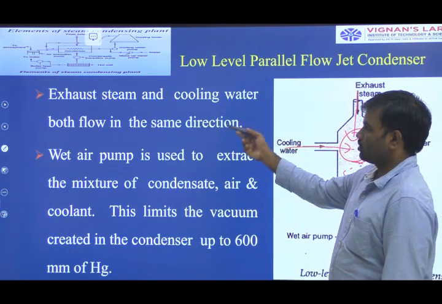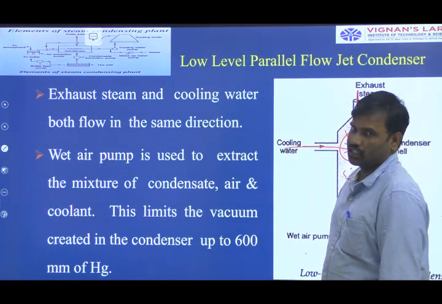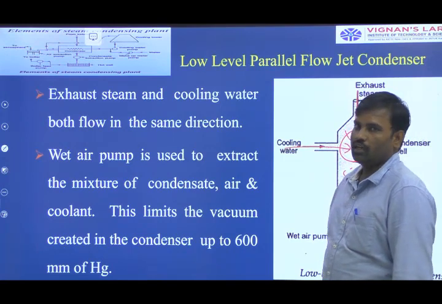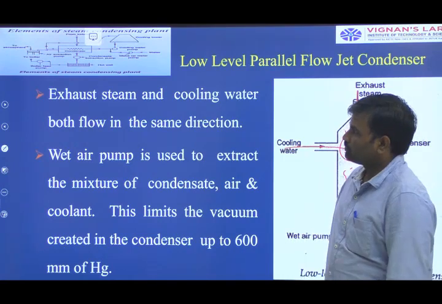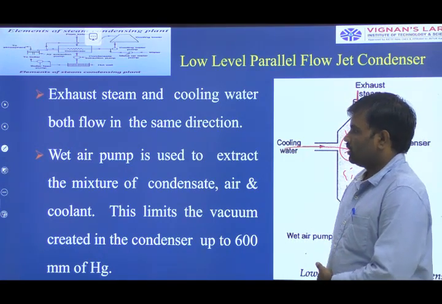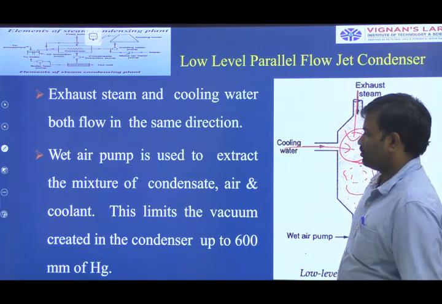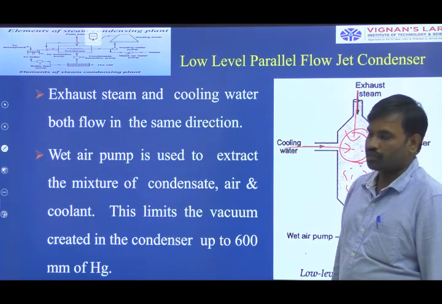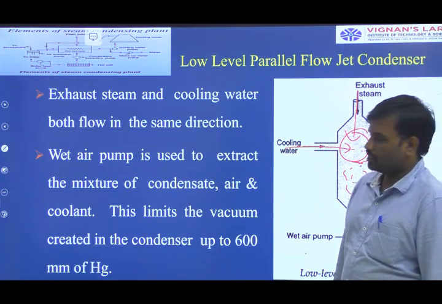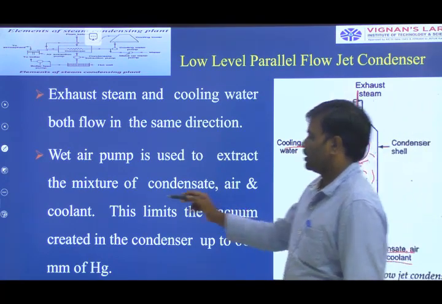Exhaust steam and cooling water both flow in the same direction. If the direction is the same, then the type of condenser is called a parallel flow condenser. A wet air pump is used to extract the mixture of condensate. We always have to extract the condensate mixture with the help of an air pump.